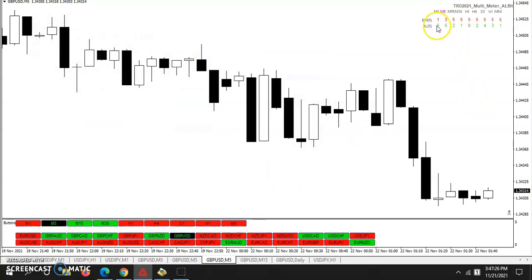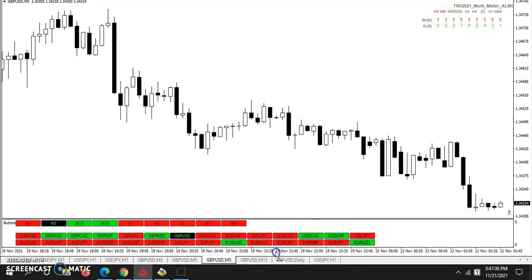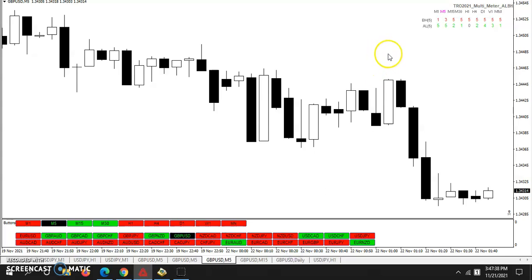So you can see, we're above the last 5 M5 lows. We're below 3 of the 5 highs. It'll just give you some idea whether or not price is staying within the range or breaking out of the range of the last, in this case, 5 bars. I think it's kind of a neat little indicator.